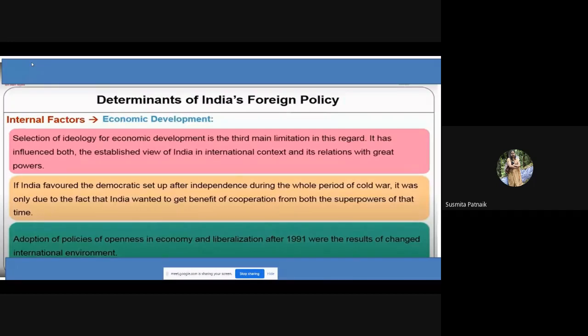Then in the economic development, we are having a series of things. One is called the selection of ideologies required. The second one: India favored the democratic setup after independence during the whole period of the Cold War only because India wanted to get the benefit of cooperation from both superpowers of that time. If India were the ally of one power, then what would happen? India could not get support from the United States of America. So India, being part of the democratic setup and not the ally of any superpower, gets the cooperation and benefits of both powers until that time. Okay, so this is the economic policy, and this economic policy helps India for development.